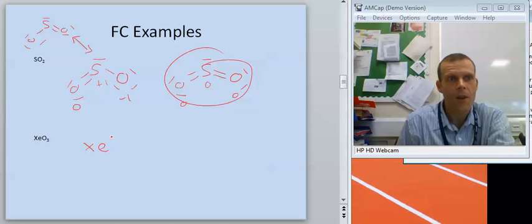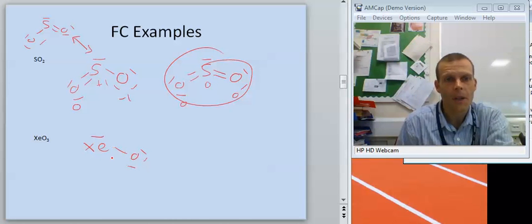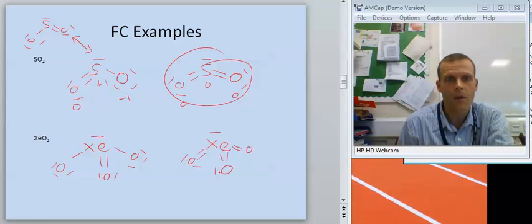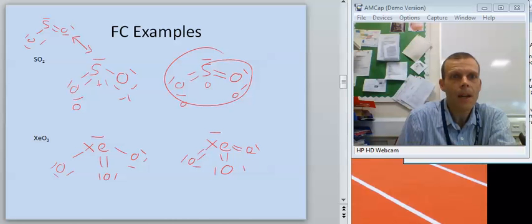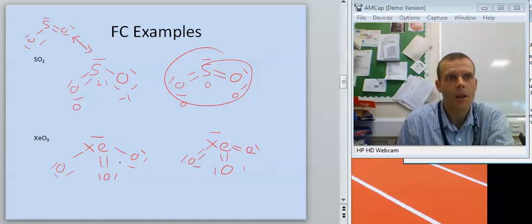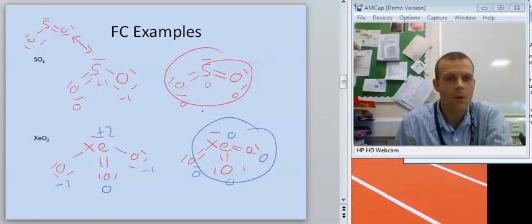Likewise, if we try xenon trioxide, ways of drawing it would be like this, or we could draw it with 3 double bonds like that. And again, if you work out the formal charges, this one is -1, it's +2, it's 0, it's -1. Over here though, everything is 0. So this one is going to be our most likely structure.